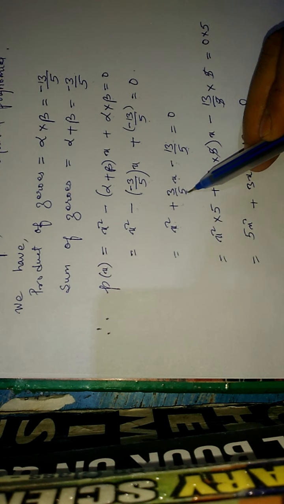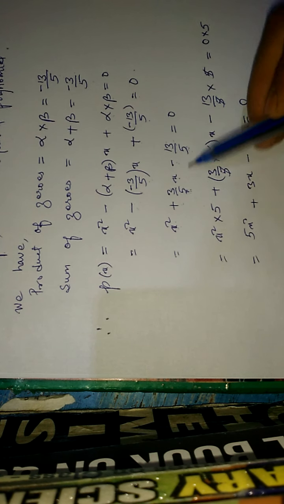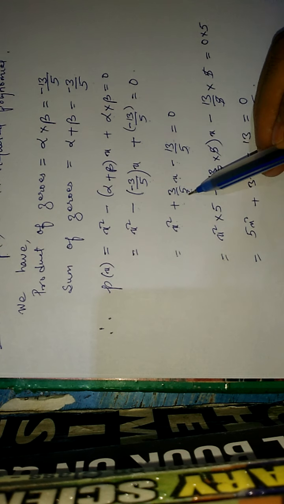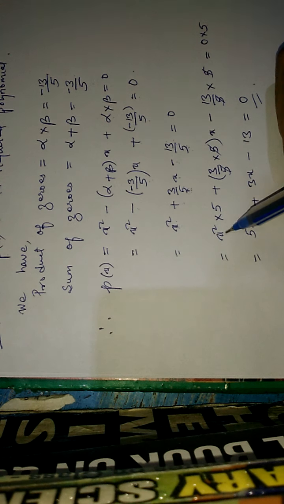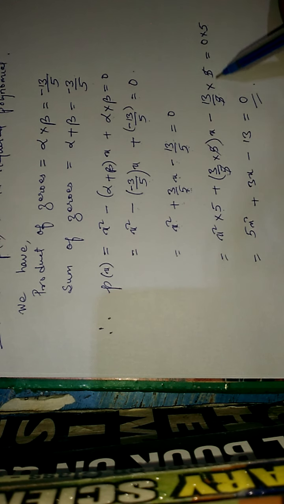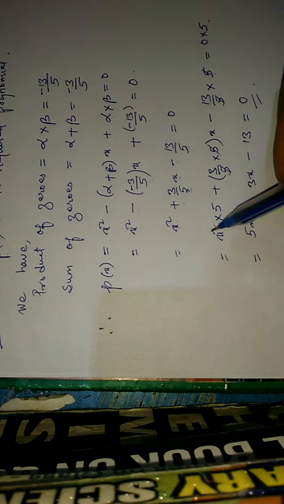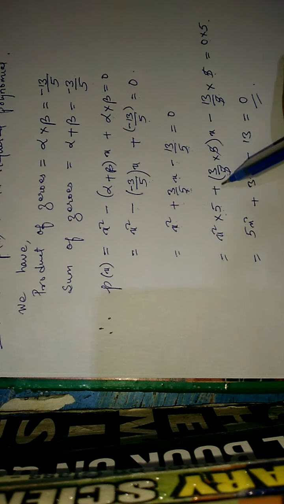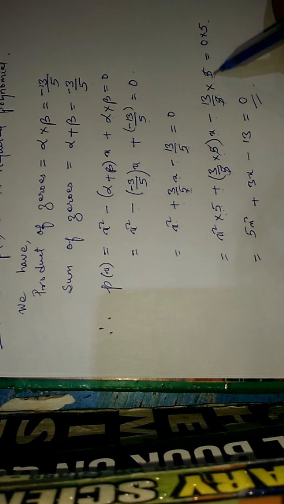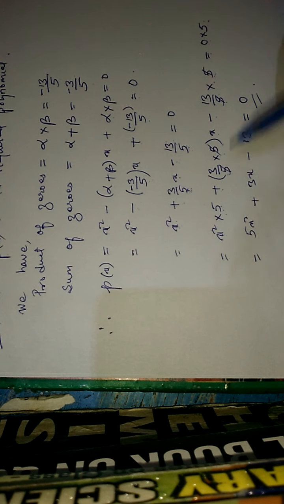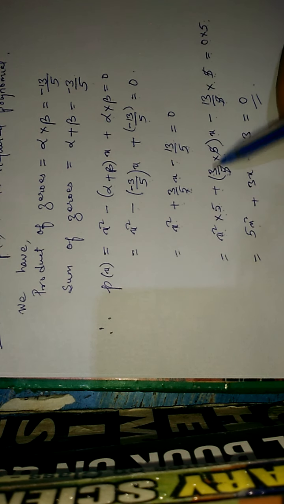Then x square will be x square into 5, plus 3 by 5 into 5x, minus 13 by 5 into 5, and then the right side also 0 into 5. So it will be 5x square plus 3x minus 13. Since 0 is the multiplicative identity, if you multiply any number with 0, you will get 0 only. So this will be our answer.